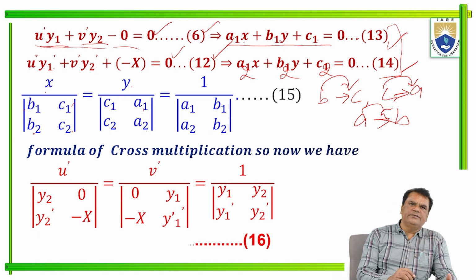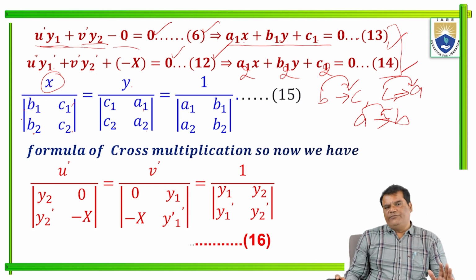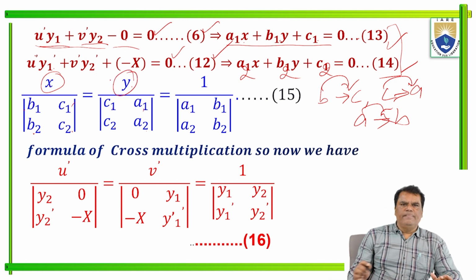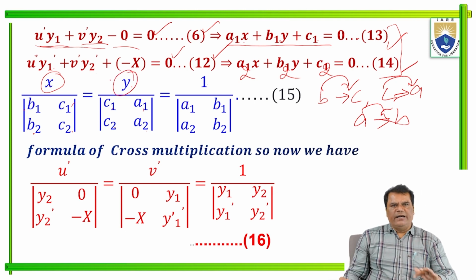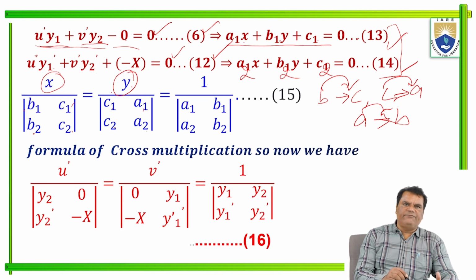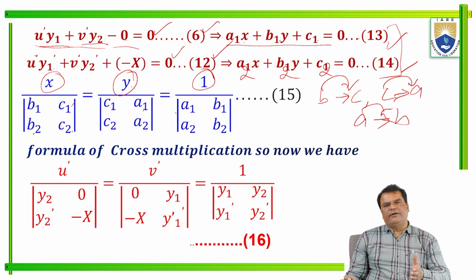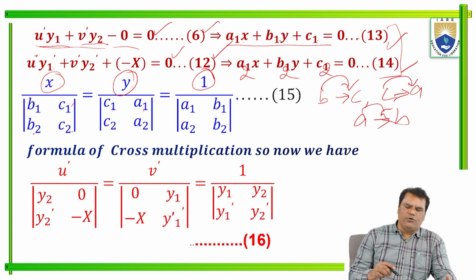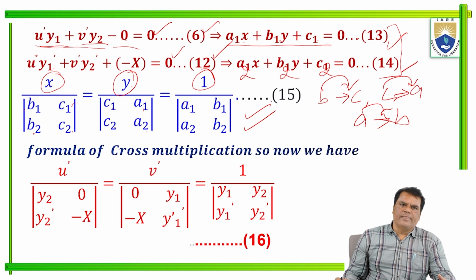So in x's denominator, there is no a element. The coefficient of x is not there. Only the coefficient of y and the constant are there. In y, there is no coefficient of y. Here the constant and the coefficient of x are there. And in the constant term, there is no constant, only the coefficient of x and the coefficient of y. So this is the cross multiplication formula.